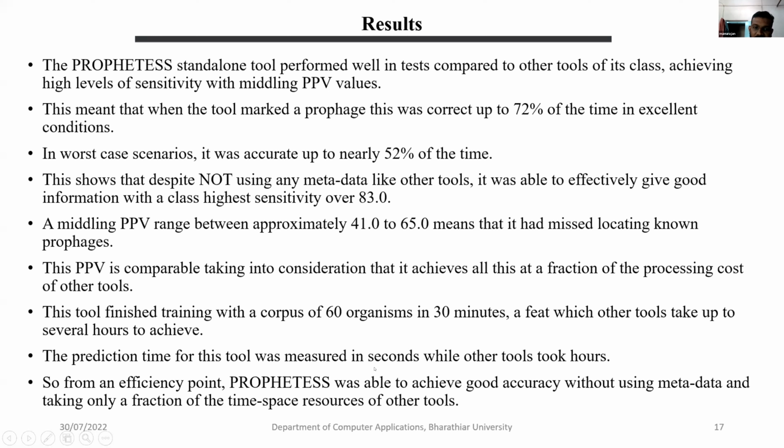This tool finished training with a corpus of 60 organisms in 30 minutes, a feat that other tools took several hours to achieve. So from an efficiency point of view, Prophetess was able to achieve good accuracy using only a fraction of the time and space resources of other tools.